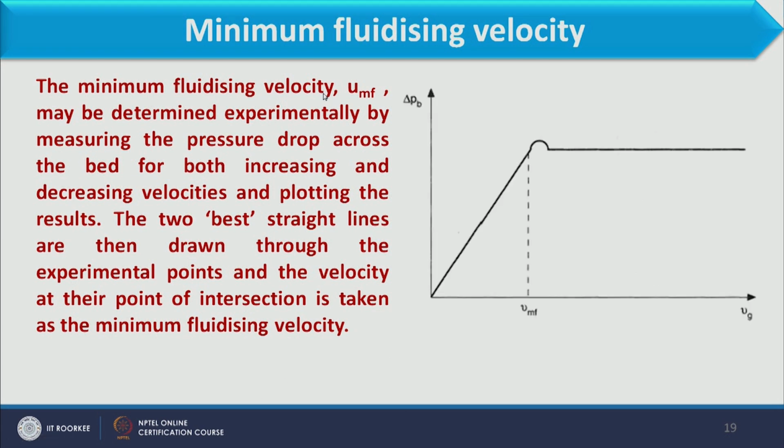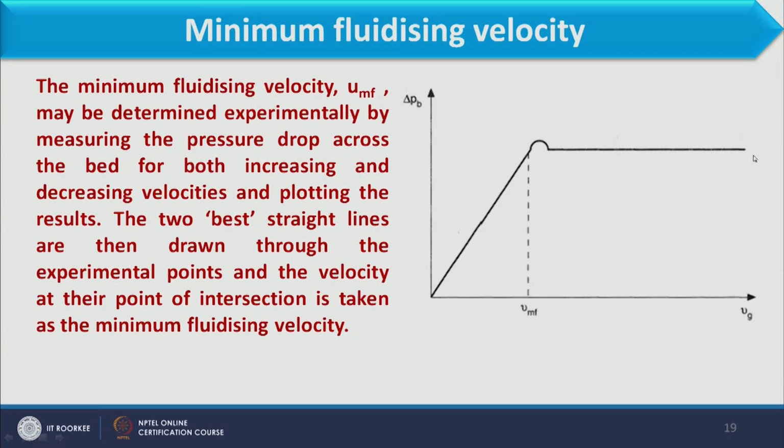Now, how can we calculate minimum fluidization velocity experimentally? The minimum fluidizing velocity UMF may be determined experimentally by measuring the pressure drop across a bed for both increasing and decreasing velocity and plotting the results. So, we carry out a fluidization experiment, note down the data of pressure drop as well as velocity, and draw that data in a graph as shown here. First of all we draw this graph for increasing velocity, and then for decreasing velocity.